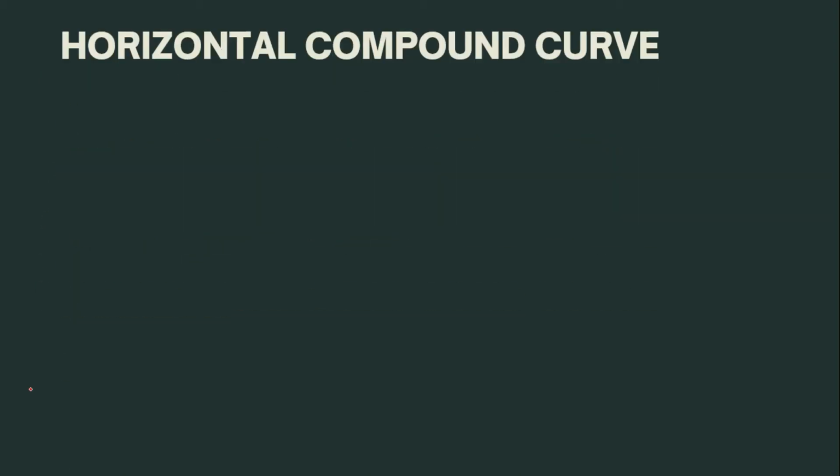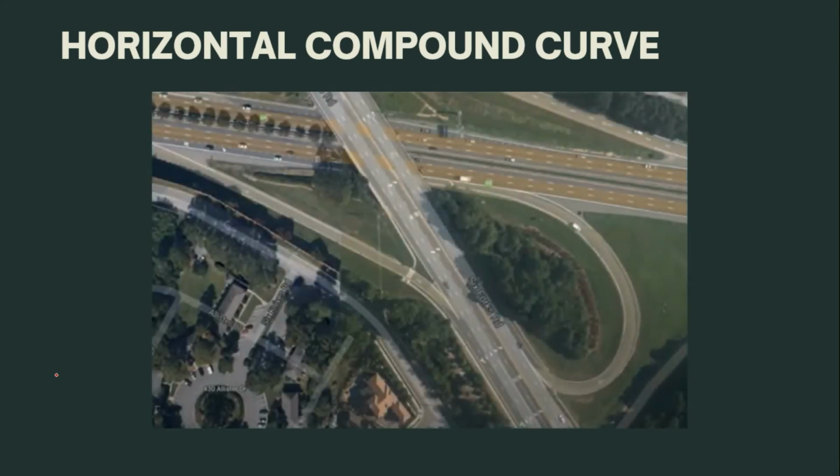An example of a compound curve is this picture. This is an example of a freeway exit. Again, this is a combination of two simple curves, just like this one here. What you can see is the first simple curve and this is the second simple curve.